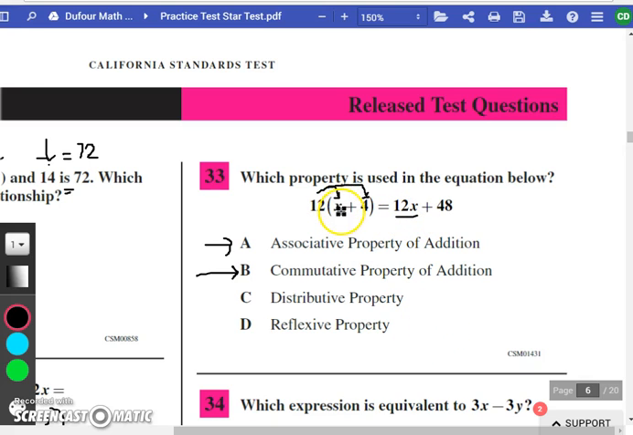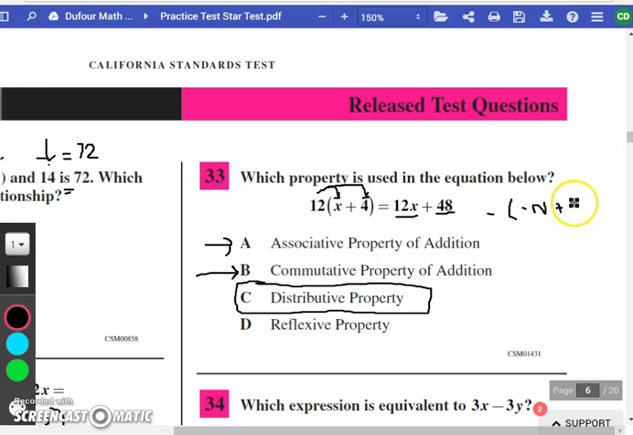Remember, we don't know what the x is, but x is a variable standing for a number. 12 times 4 is 48. So once again, this is called the distributive property. If you know the distributive property and you can figure out the multiplication of either a number or a value, then you're good. So I'm going to go ahead and show you another example. I'm going to piggyback off the distributive property.